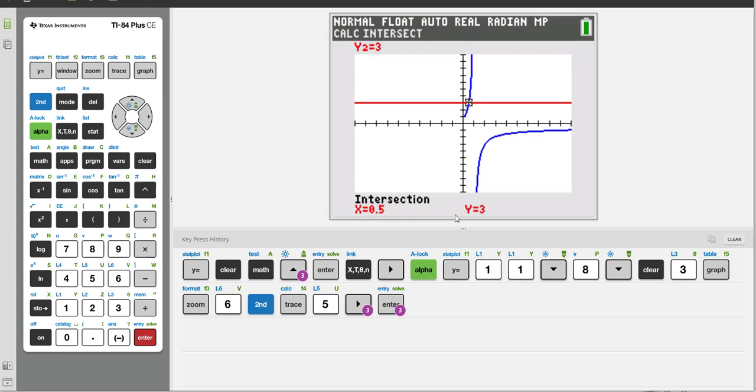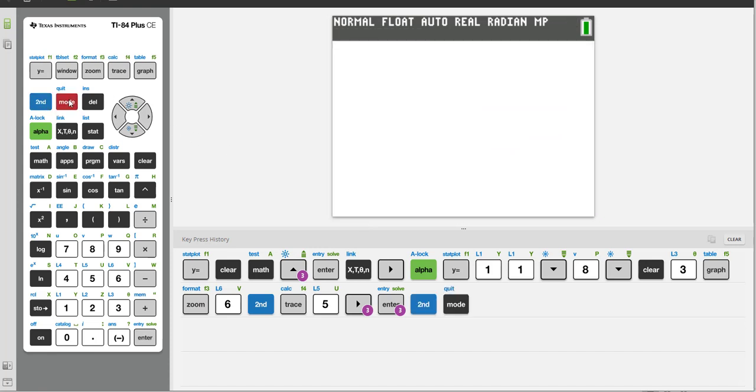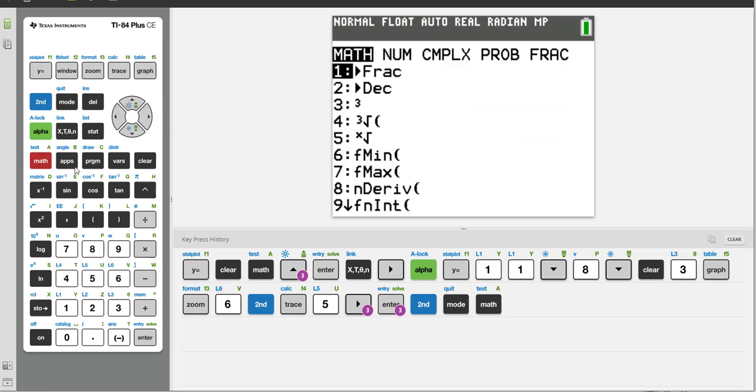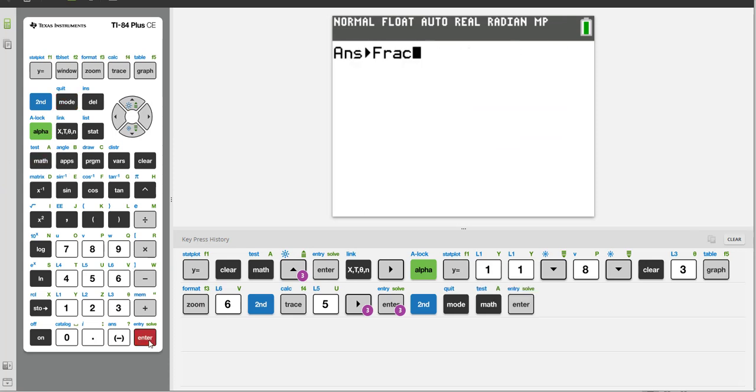Notice the intersection x equal to 0.5 at the bottom of the screen. This is a decimal, and we cannot use this answer in its decimal form. It must be converted to a fraction. To do this, press second, quit. Press math and select number 1, frac for fraction. Press enter. This gives the answer of 1/2.